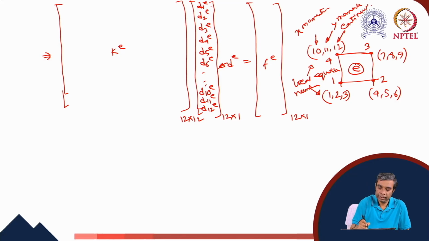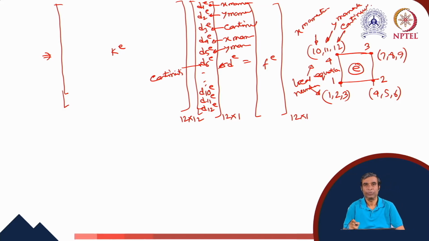So this d1 is for x momentum, d2 is for y momentum, d3 is for continuity, d4 is again for x momentum, d5 is again for y momentum, and d6 is for continuity. So like that, we construct the numbering of the element level equations.